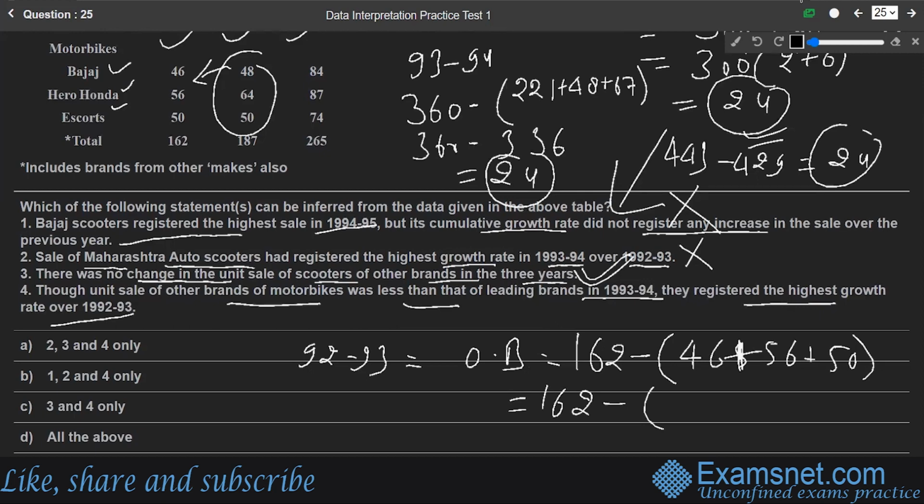So 6 plus 6, 12. 2 carry 1, 4 plus 5 is 9, and 5 is 10, and 5 is 15. 162 minus 152, that is nothing but 10. So the other brand sale in this year is 10. Let me write it here itself: 10 for the year 92-93.